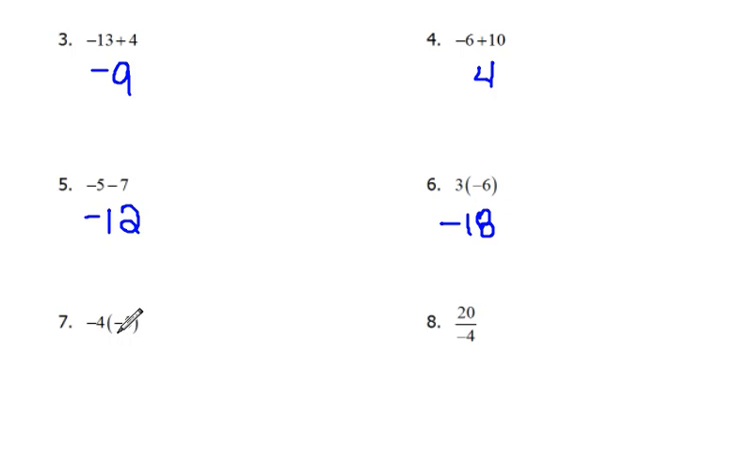Here on the next one, again, we're multiplying, so let's just multiply the numbers first. 4 times 5 would be 20. Now our signs are the same, so our answer should be positive, a positive 20.